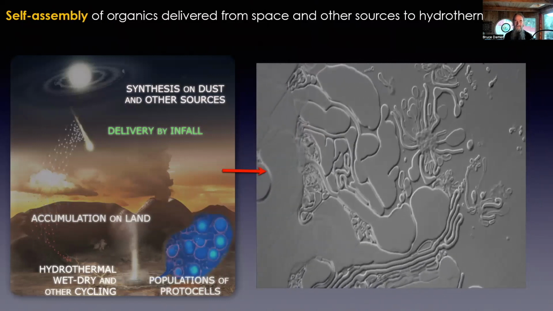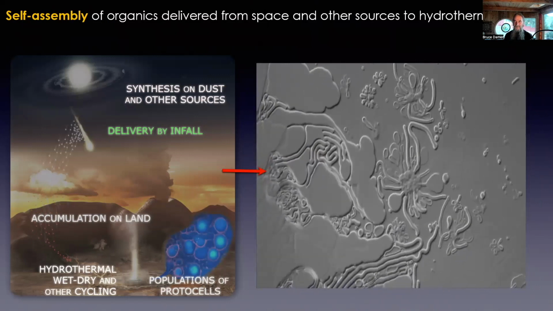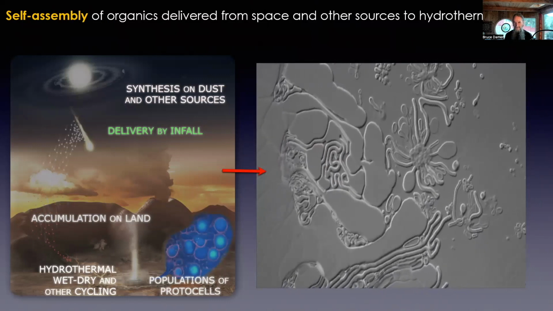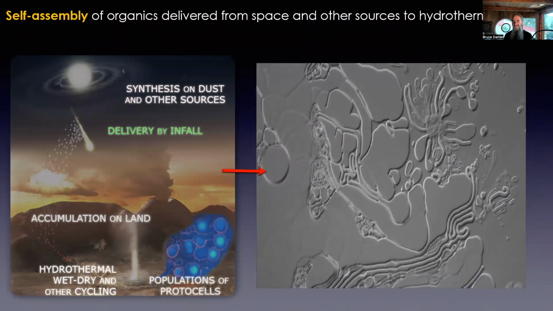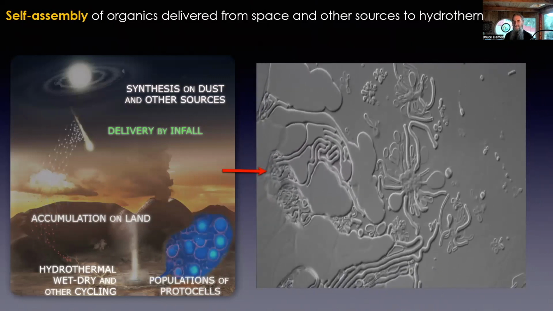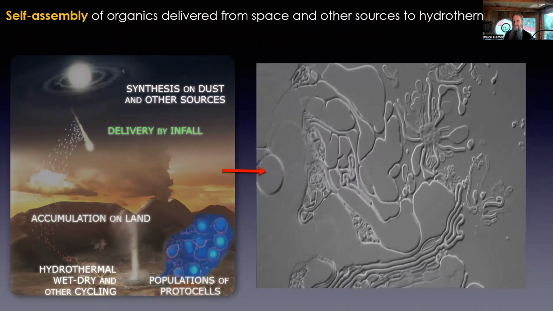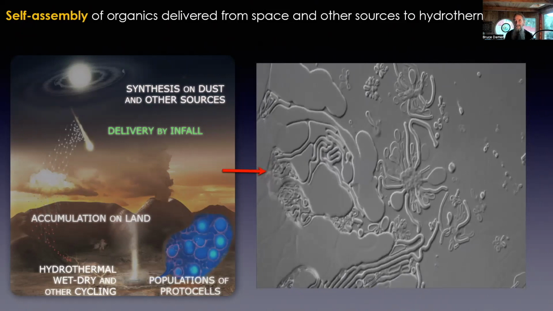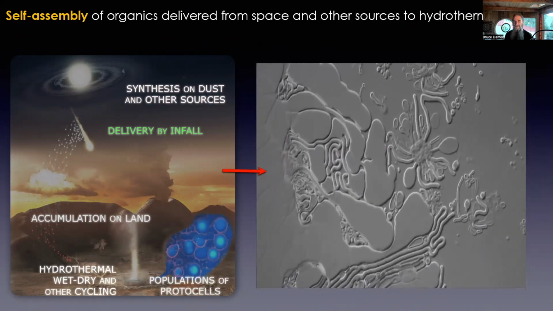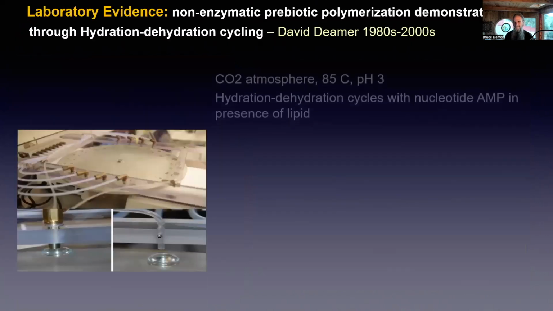And all these organics can accumulate on the land and then undergo concentration in small pools and wet-dry cycling to generate protocells. On the right, you can see what lipid looks like under the microscope when you're adding water to it. It has amazing properties to encapsulate and move material around. It almost looks alive, even though it's just lipid.